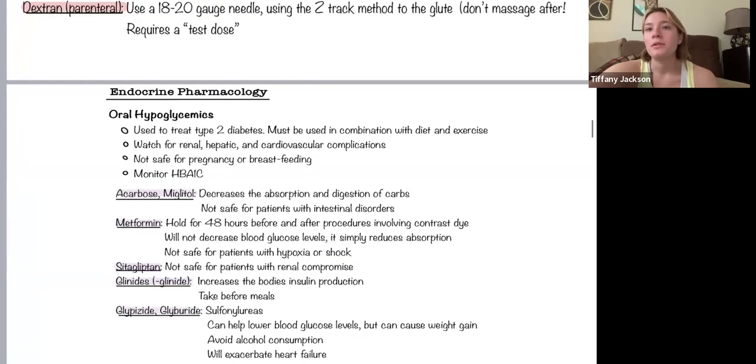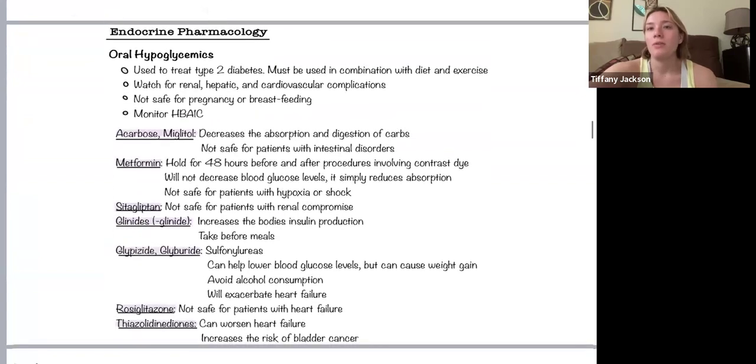Alrighty. Up next, we're going to talk about the endocrine system. Most common is going to be our medications for diabetes and sugar management. First up, we've got our oral hypoglycemics. These are specifically used for type 2 diabetes, again, used in combination with diet and exercise.